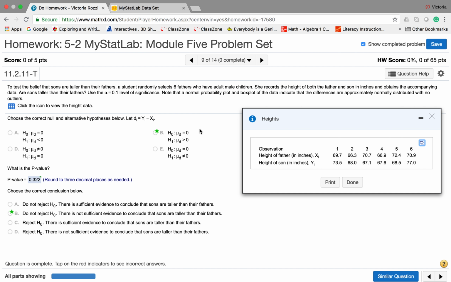Okay? If we had rejected that null hypothesis, we would then support the statement in the alternative hypothesis. But here we can't do that.